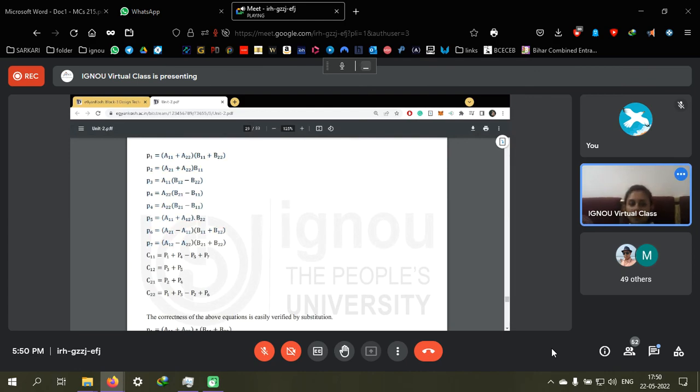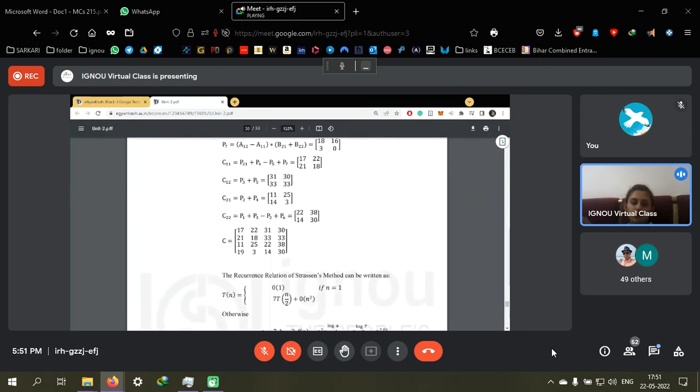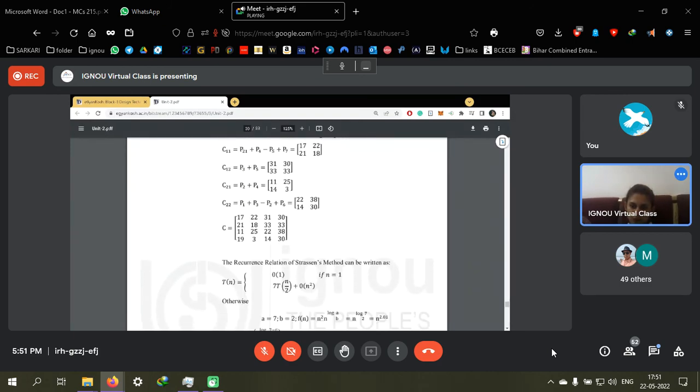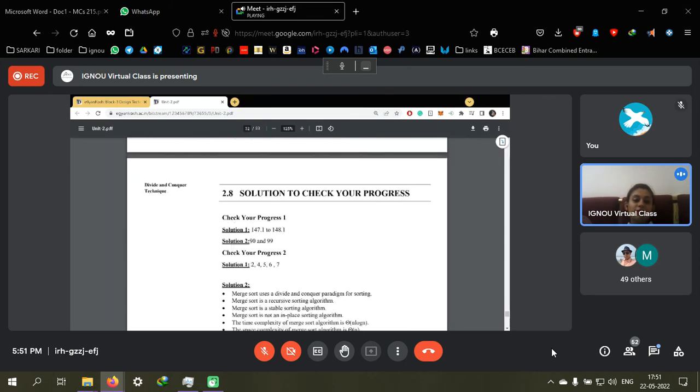While performing simple matrix multiplication using the mathematical formula, you have to do a number of multiplications and a number of additions. But here you are doing a limited number of multiplications: 1, 2, 3, 4, 5, 6, 7, 8. Only 8 multiplications are here. Right? So in the end, you will get the complete solution of your matrix. So this is all about matrix multiplication, Strassen matrix multiplication.